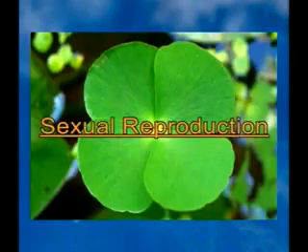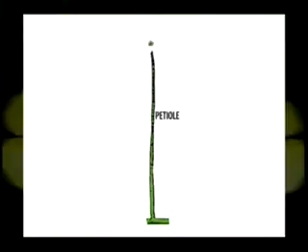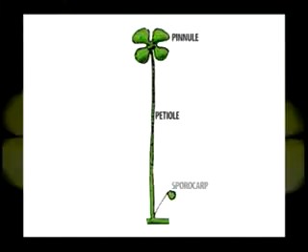Then I will discuss the sexual reproduction. Marsilea is a heterosporous fern which produces two types of spores, that is microspores and megaspores, and they are produced in separate sporangia borne in special bean-shaped bodies called sporocarps.